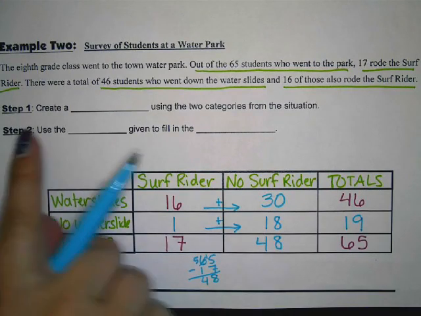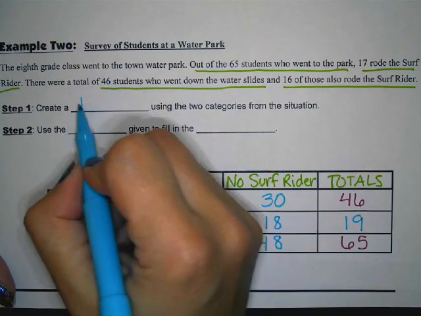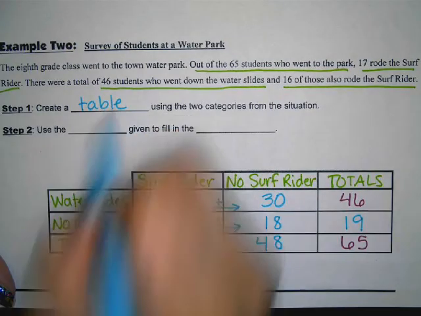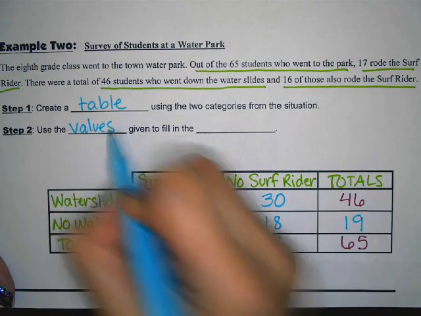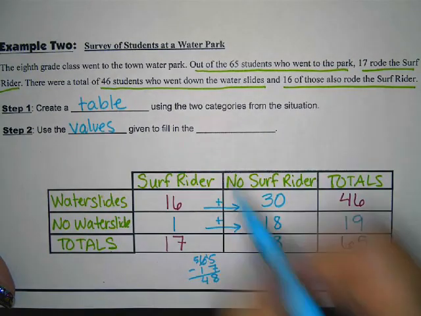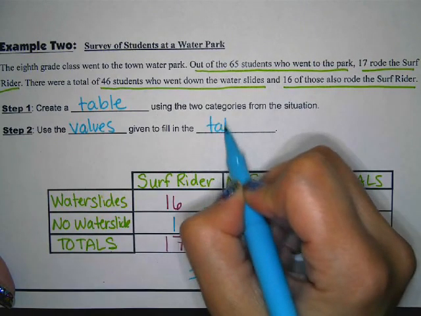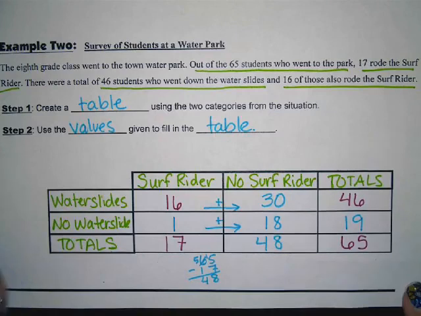So again, my steps are to create a table, and use the values given to fill in the table. So on today's homework, you're going to continue working in two-way tables and finish completing those.